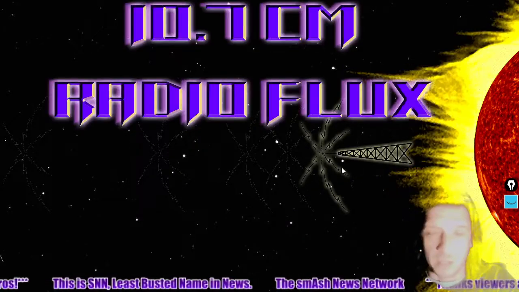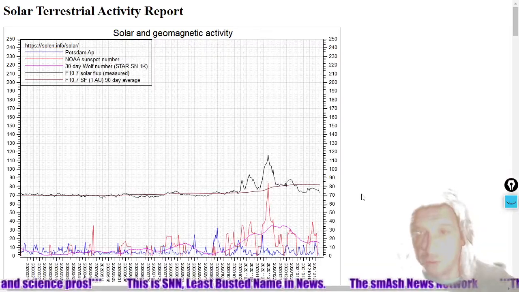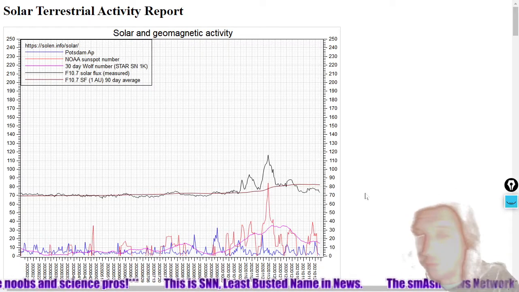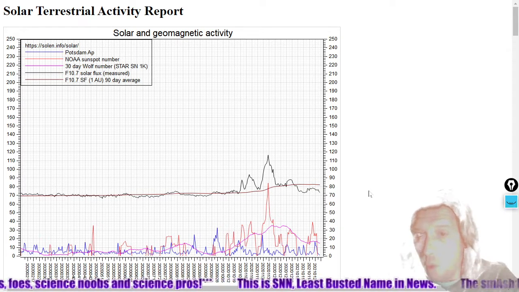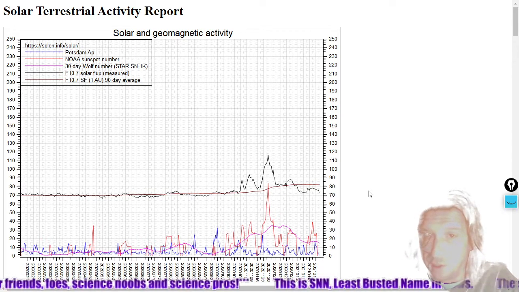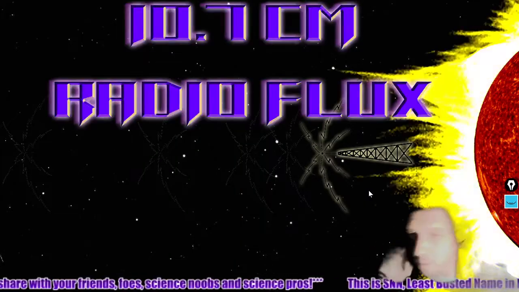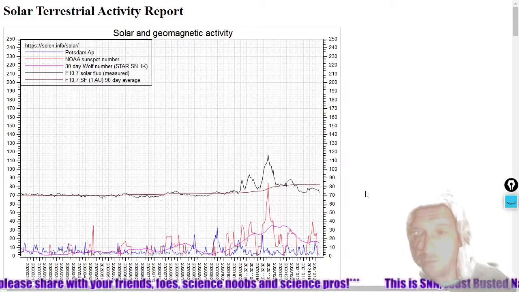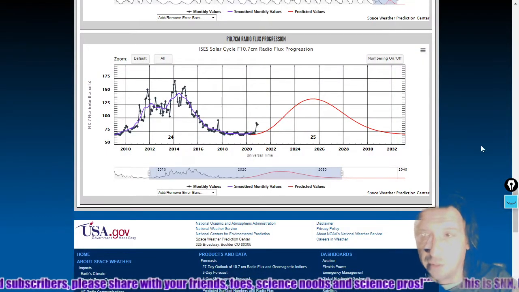The 10.7 centimeter radio flux all the way down to 73. So very low levels of solar activity kicking off, or a lack of things kicking off, really. Here is the 1-year chart of the 10.7 centimeter radio flux, and that is the radio output of the outer solar corona. So there it is. That's courtesy solen.info. And there you can see the radio flux progression.